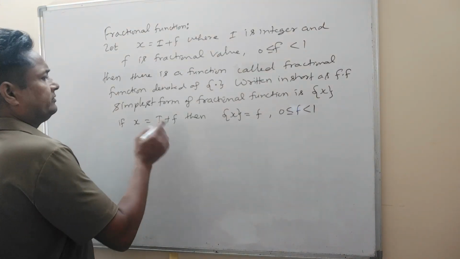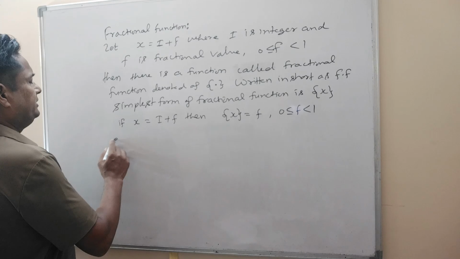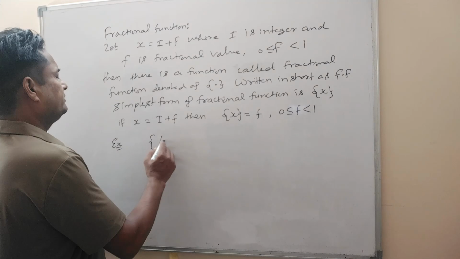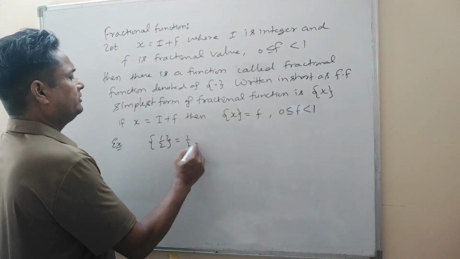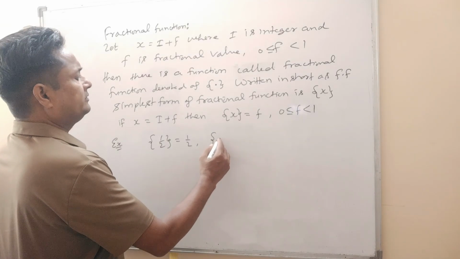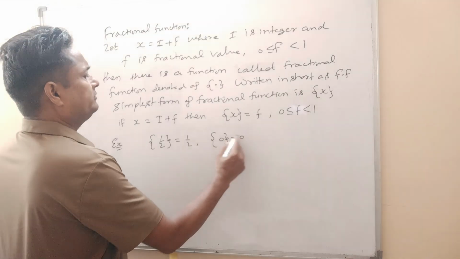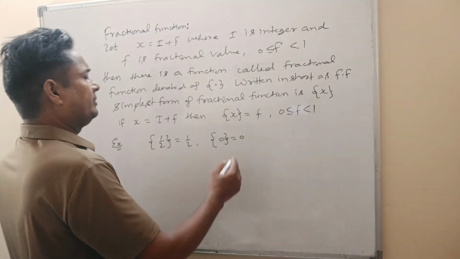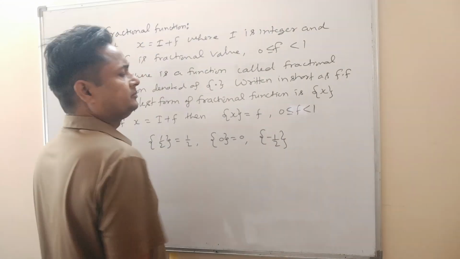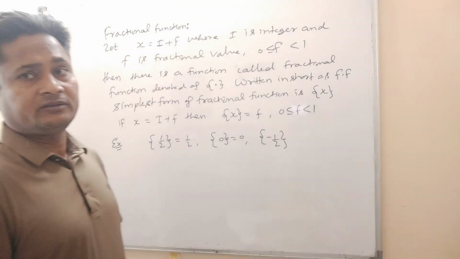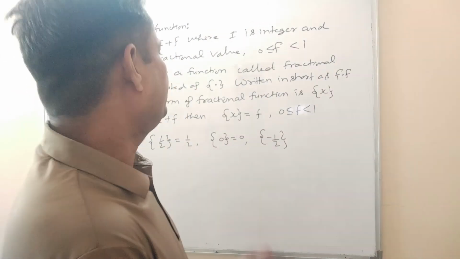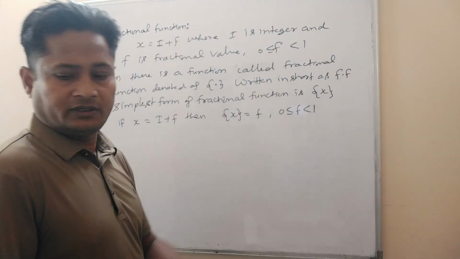What will be the graph of the fraction function? Let's take an example. If we take fractional function of 1 by 2, it will be 1 by 2. If we take fractional function of 0, it will be 0. Now if we take fractional function of minus 1 by 2, what will be the value? We will discuss this after discussing the property of the function. So let's discuss some property of this one.